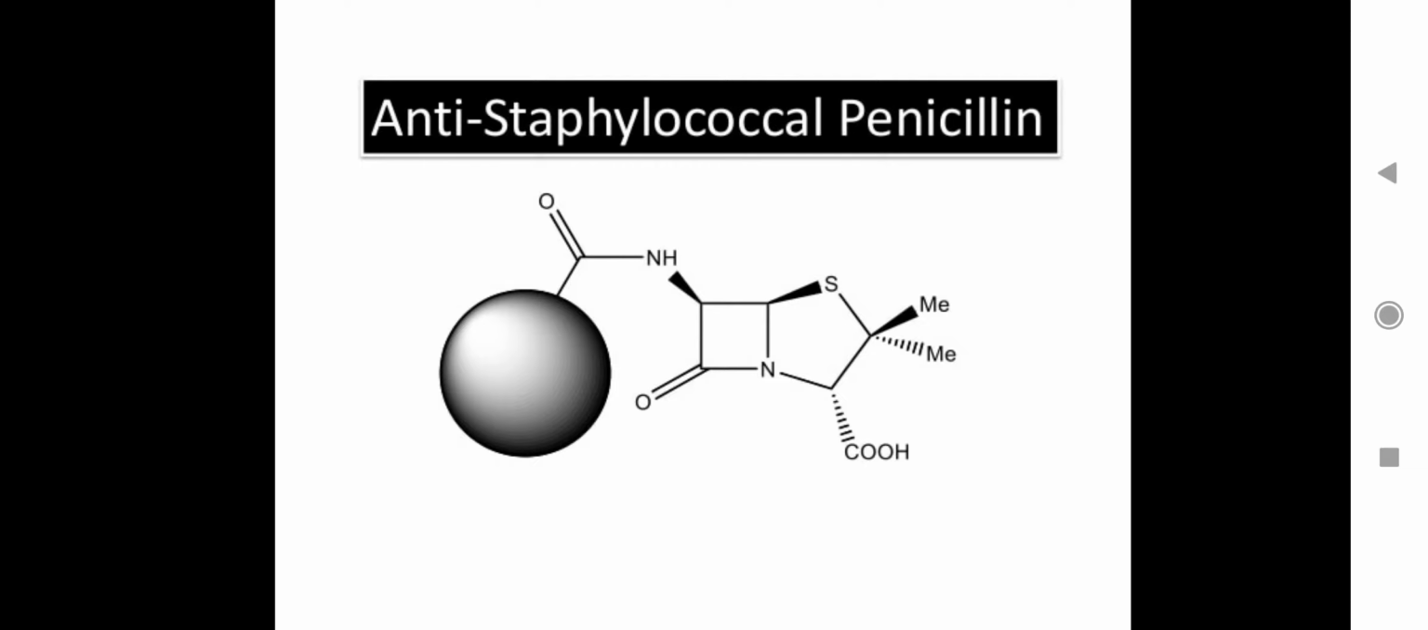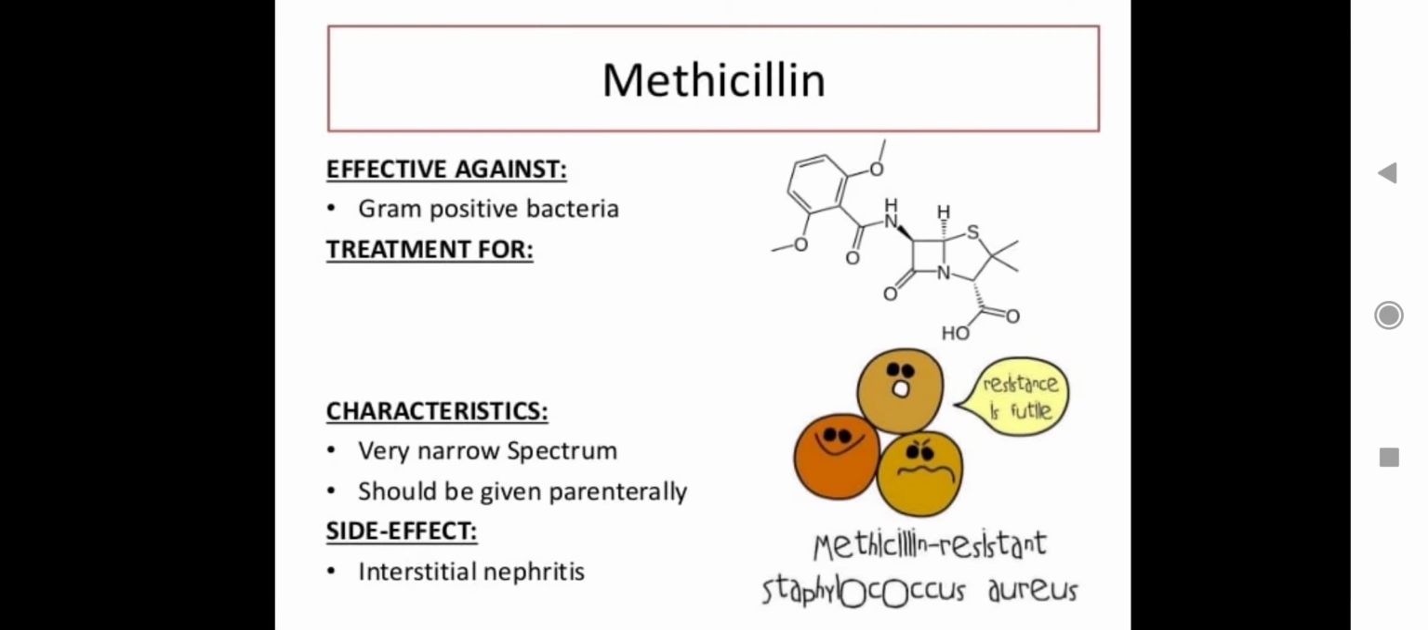Coming to the anti-staphylococcal penicillins. The anti-staphylococcal penicillins include methicillin, which is effective against gram-positive bacteria, specifically Staphylococcus aureus. They should be given parenterally, and they cause interstitial nephritis.